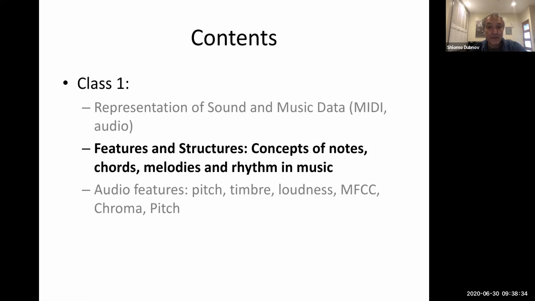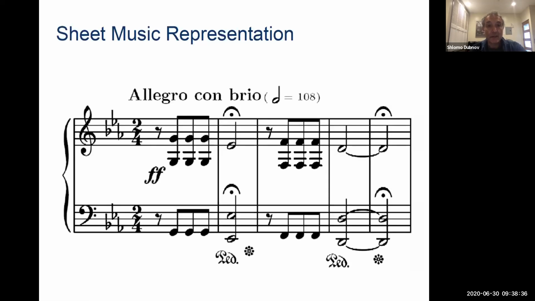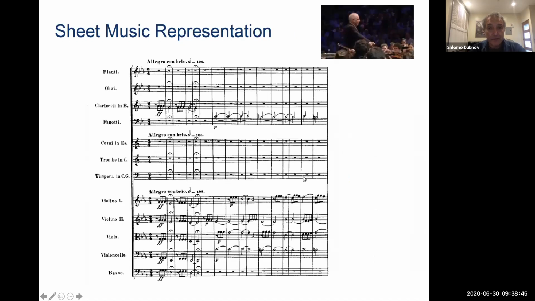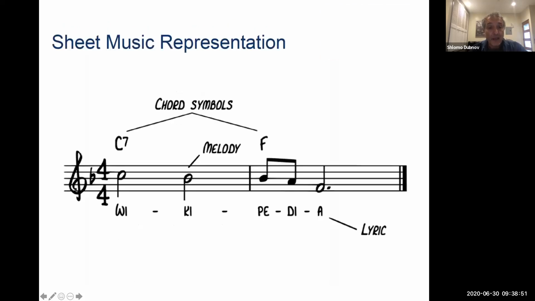Speaking about features and structures, we talked a little bit more about the sheet music representation, how it can differ. The same music can be played by multiple instruments, so you represent them in much more elaborate ways, and you can synthesize this by multiple instruments. In cases of improvised music or jazz, very often we just give some information in one form and the other will be recorded as chords.